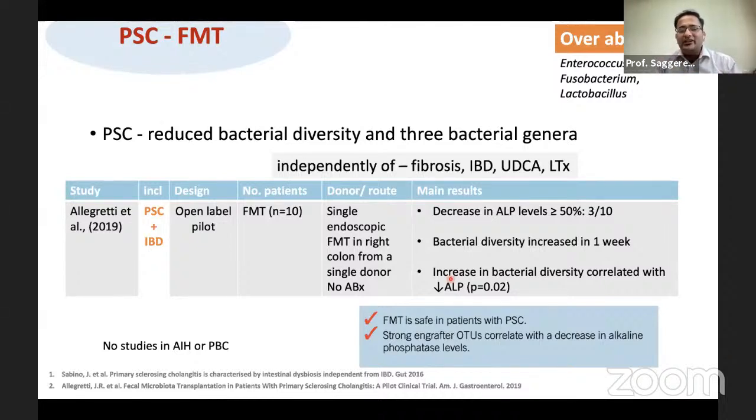phosphatase levels. So the bacteria were actually responsible: those who had a response in bacterial diversity had reduction in the alkaline phosphatase. And this is the only study available, and there are no studies available in autoimmune hepatitis or PBC.